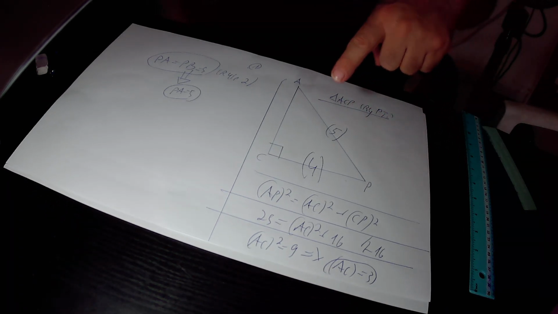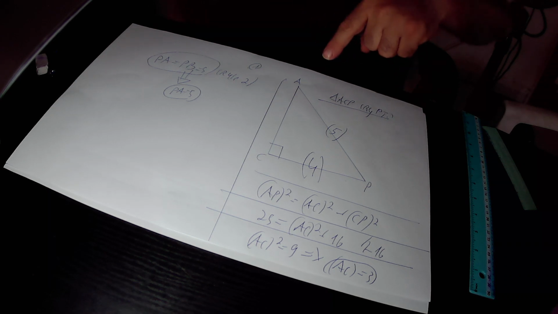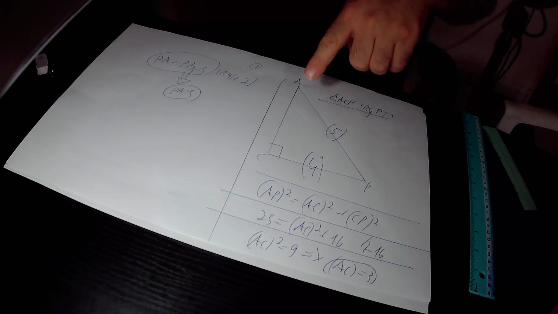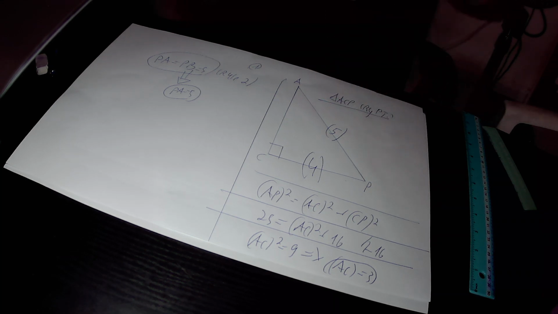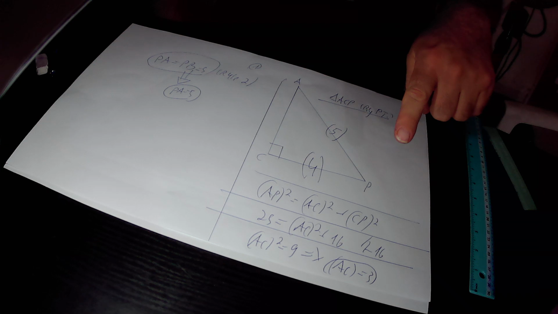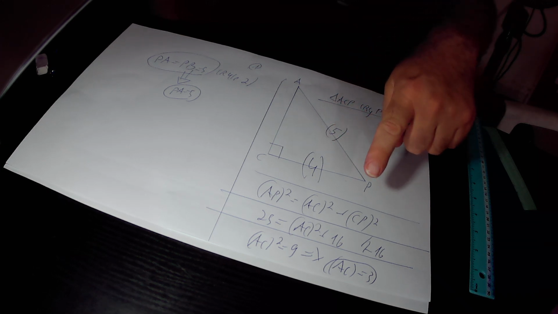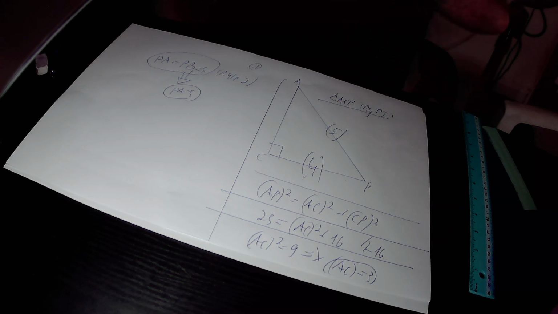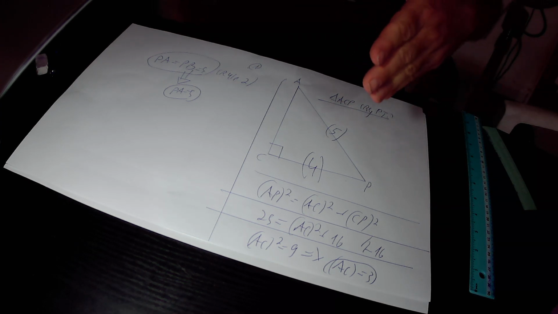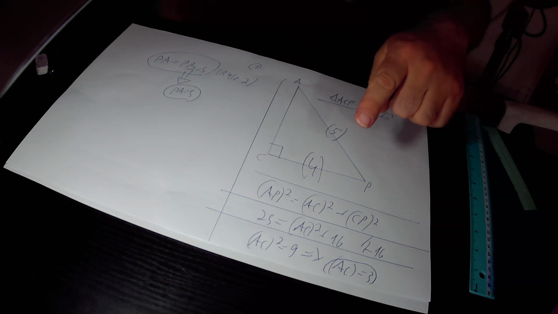AP is 5, therefore AP square is 5 square, that is 25. And it equals AC square. AC is the missing side, so we leave it as it is. Plus CP square. CP is 4, therefore CP square is 4 square, that is 16. So in total, we found out that 25 equals AC square plus 16. Here, we subtract 16 from this equation, and finally found out that AC square equals 25 minus 16, which is 9. So AC square equals 9.